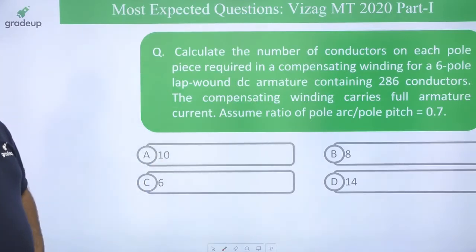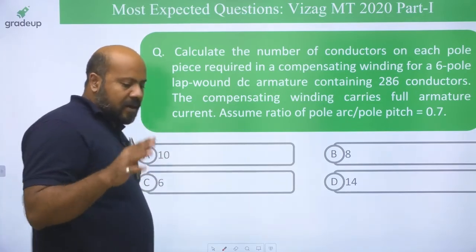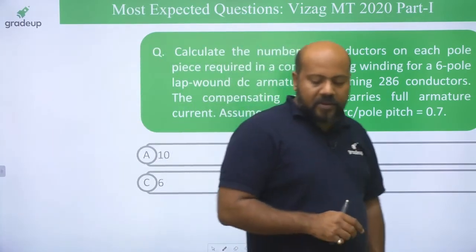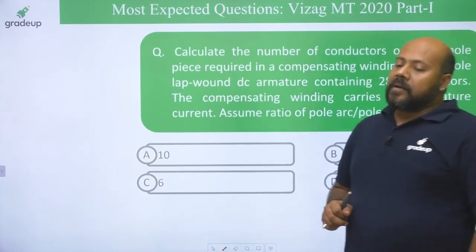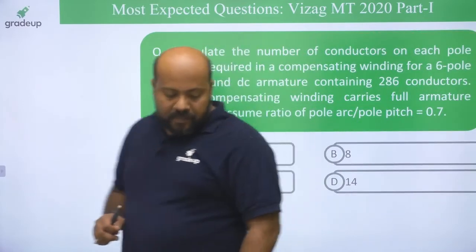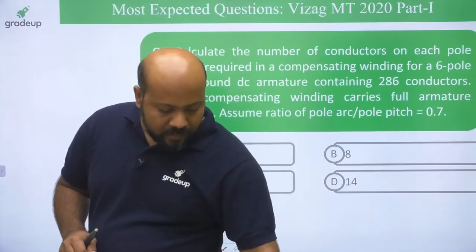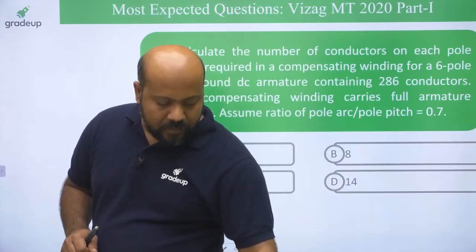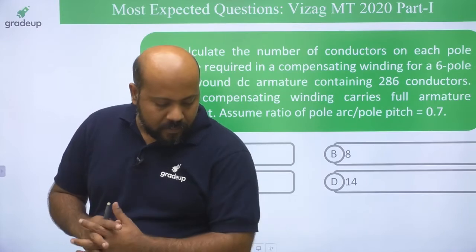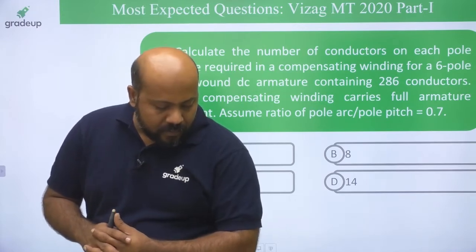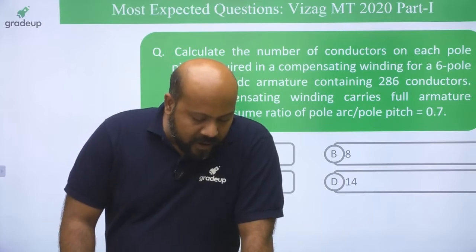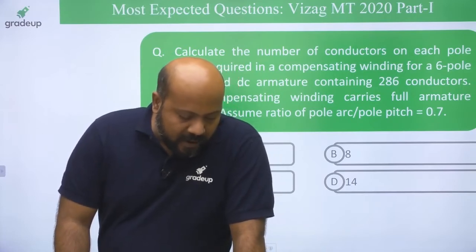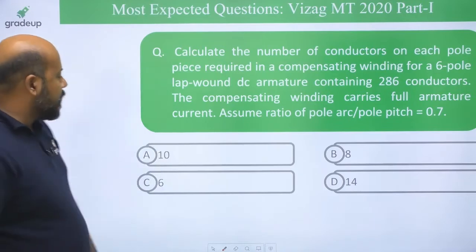Let's try to do this. This problem deals with the compensating winding. So we will try to understand each and everything about the compensating winding by using this question as an example. Let's try to read the question. Ramadasu Yashwant is saying, sir, please explain the formula again. Listen carefully.